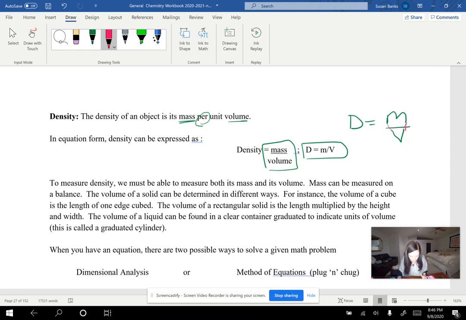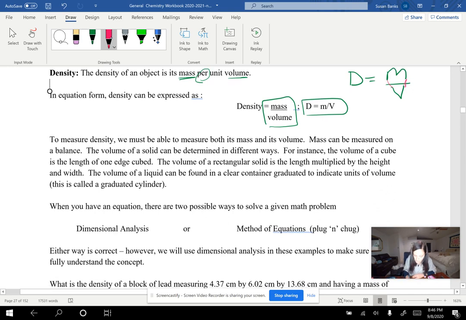To measure density, we must be able to measure both the mass and the volume. Mass can easily be measured on a balance. Okay, the volume of a solid can be determined in different ways. For instance, the volume of a cube is the length of an edge cubed to the third power, right? X cubed. The volume of a rectangular solid is the length multiplied by the height multiplied by the width. The volume of a liquid can be found in a clear container graduated to indicate the volume. That's called a graduated cylinder.